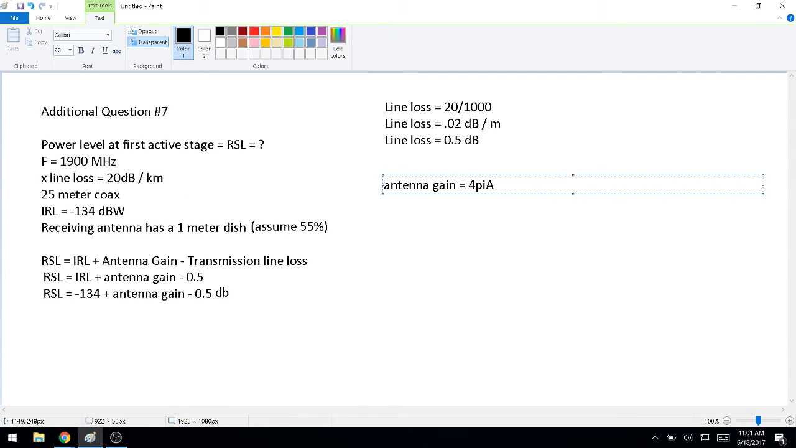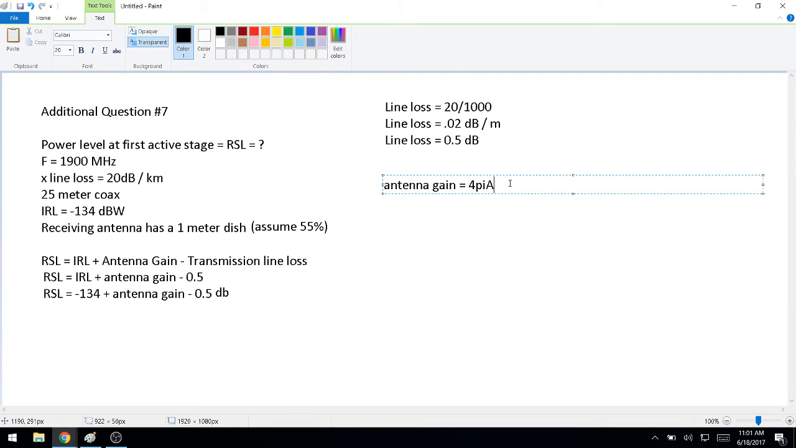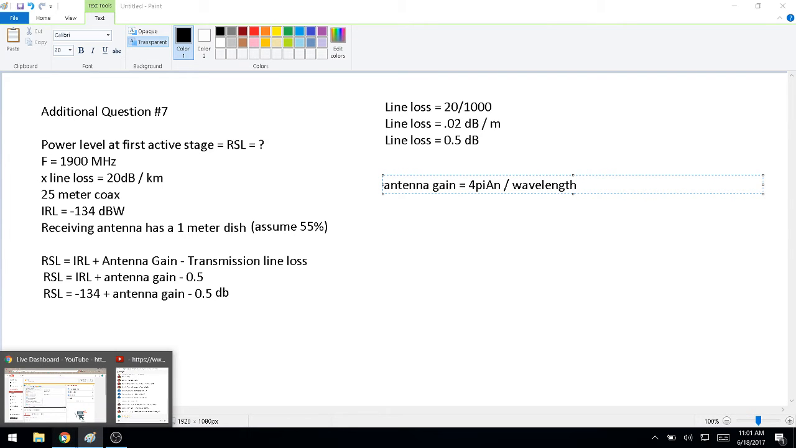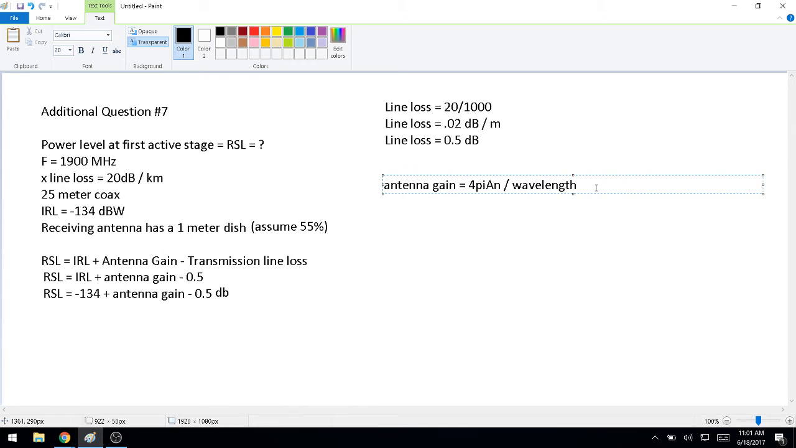4 pi A, and then Ashley's got the nice efficiency symbol, divided by wavelength squared. Alright, so that's our formula. And so we have 4 times 3.145, and again, pi. We'll just put pi in there so you can use your calculator for that one. And then we have the area.